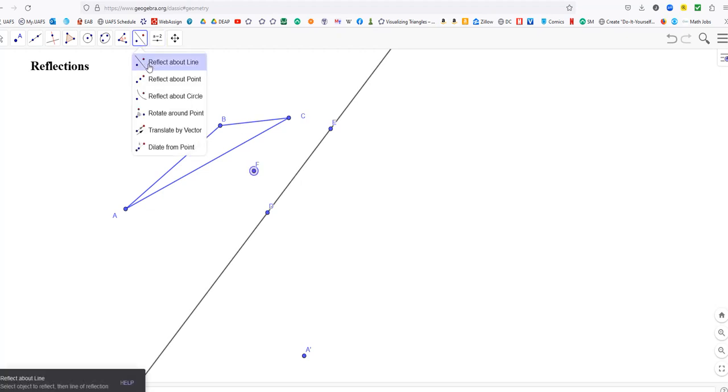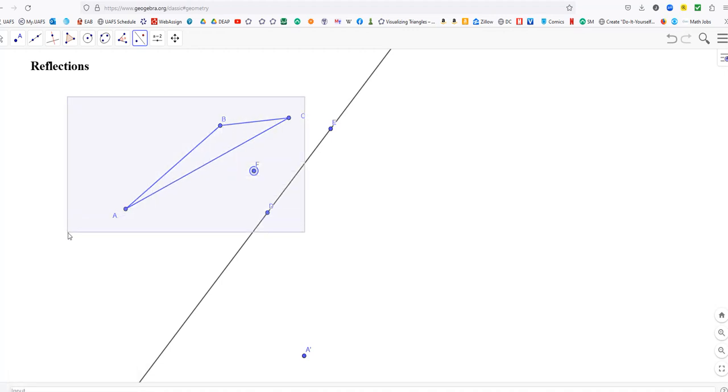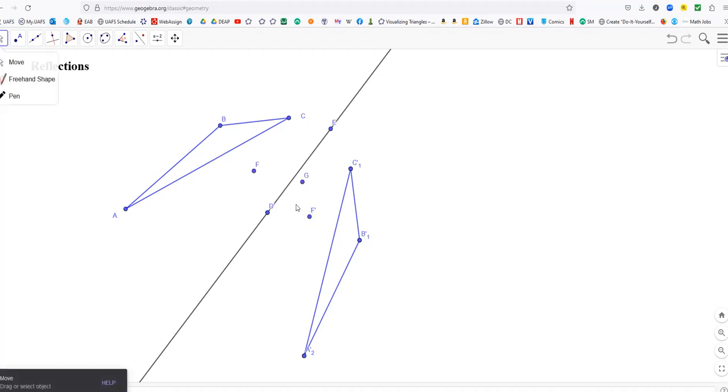Okay, so let's do it this way. Reflect about the line. Select all of these points. And select then the line here. Yep, that did it. Notice that F and F prime are here. I moved that. Let me just get rid of F, so that should get rid of F prime. I don't need this. If you notice that D and D prime are the same, points on the mirror line are fixed.